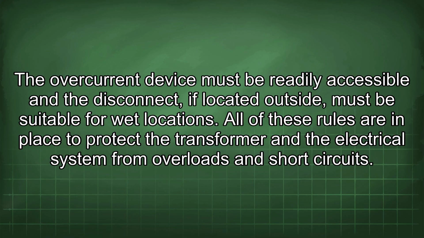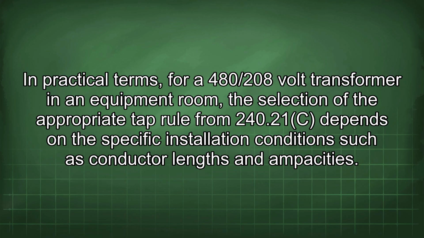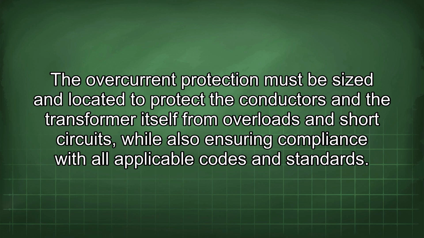All of these rules are in place to protect the transformer and the electrical system from overloads and short circuits. In practical terms, for a 480/208 volt transformer in an equipment room, the selection of the appropriate tap rule from 240.21(C) depends on the specific installation conditions such as conductor lengths and ampacities. The overcurrent protection must be sized and located to protect the conductors and the transformer itself from overloads and short circuits, while also ensuring compliance with all applicable codes and standards.